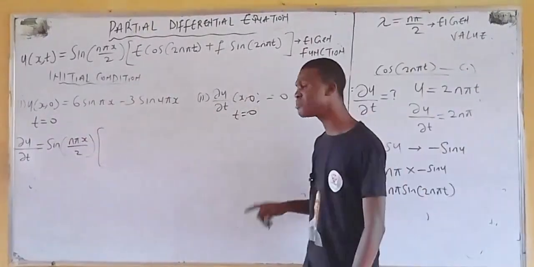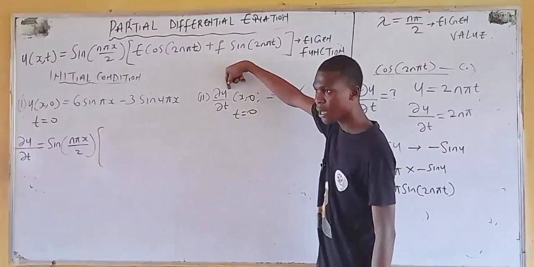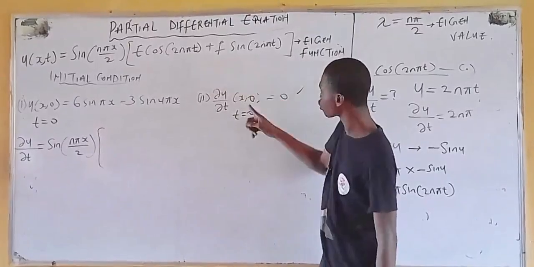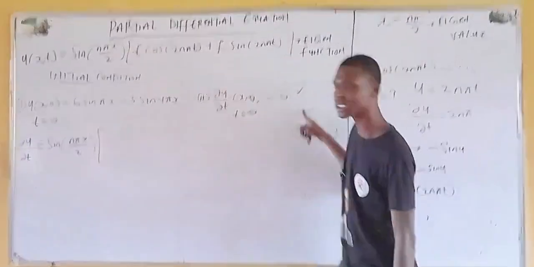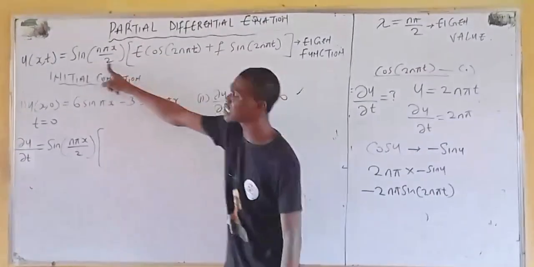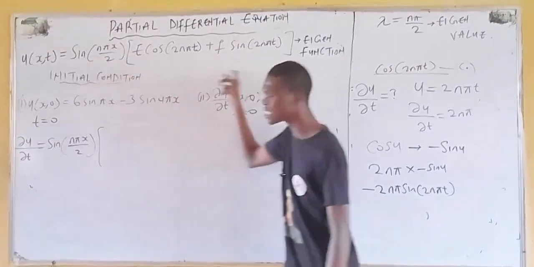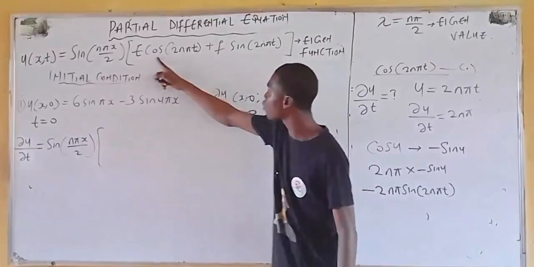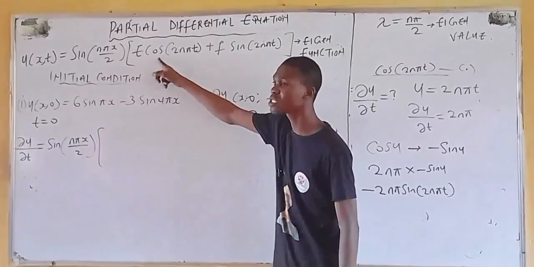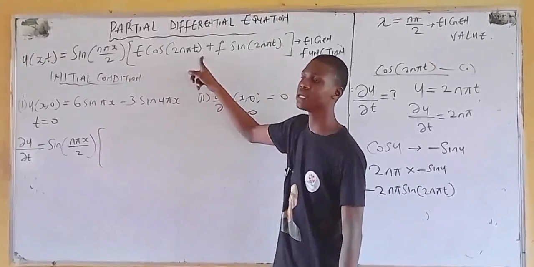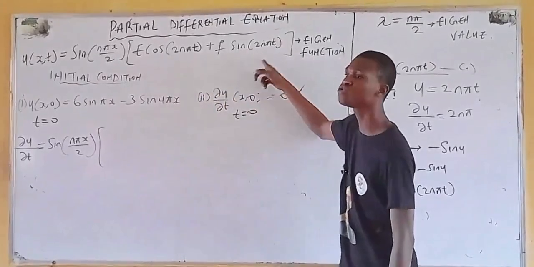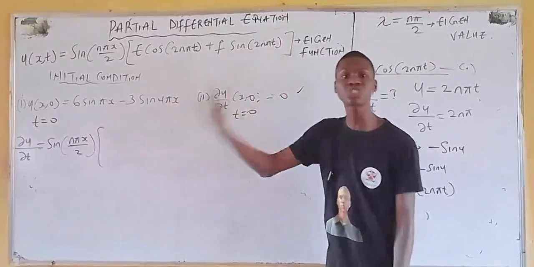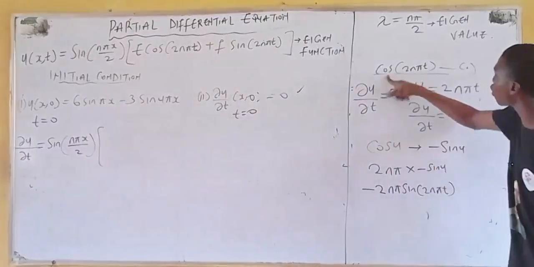The condition is telling me to differentiate this. By the time you've gotten this derivative, substitute t equals to 0, then equate it to 0. So me having this as a function, what do I do? Differentiate. I'm going to do partial differentiation to cos 2n pi t. Partial differentiation to sin 2n pi t.